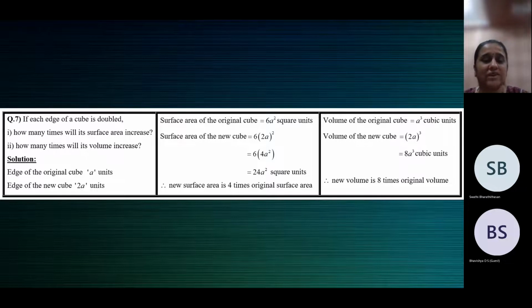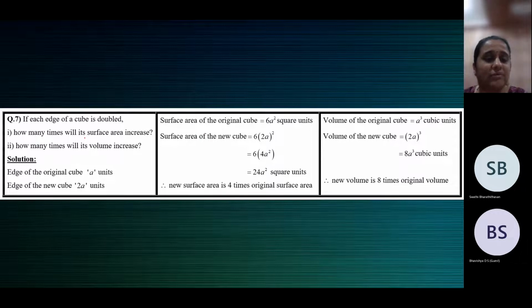So, the question is, I haven't explained these two answers, children. So, we'll see that now. If each edge of a cube is doubled, each edge meaning the length, breadth, and height. And we know that in a cube, the length is equal to the breadth is equal to the height. Each edge is doubled. That means the length, breadth, and the height, they're all doubled.